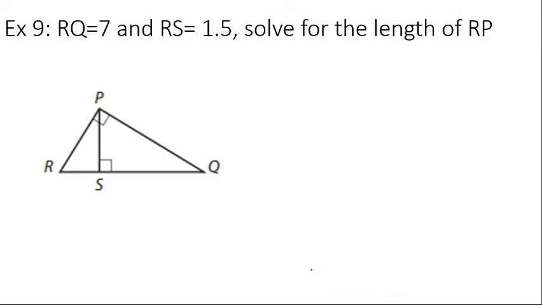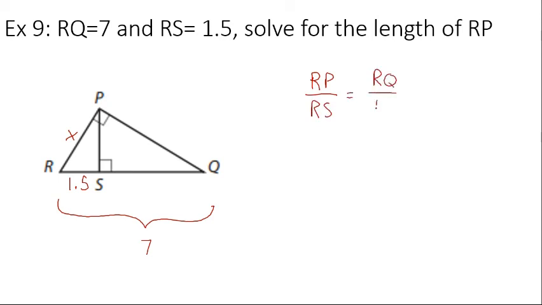Okay, so let's start another one here. So here RQ is 7. So from here is 7. RS is 1.5. I'm going to solve for the length of RP, so we're looking for this side. So what we do here is, again, I take RP over RS equals RQ over RP. And again, RP is X. So I say X over 1.5 equals 7 over X.